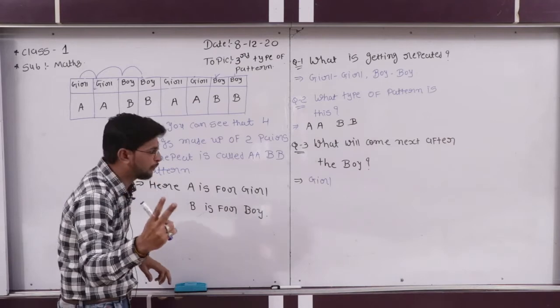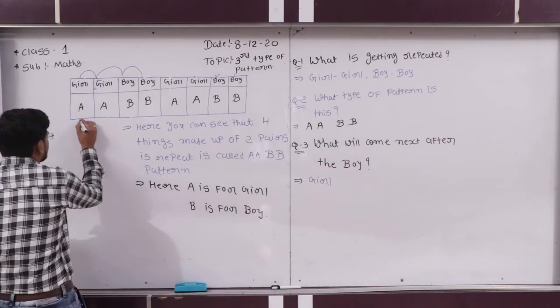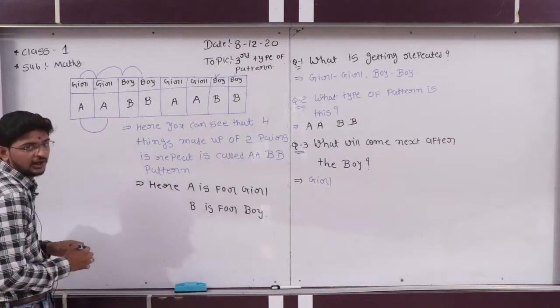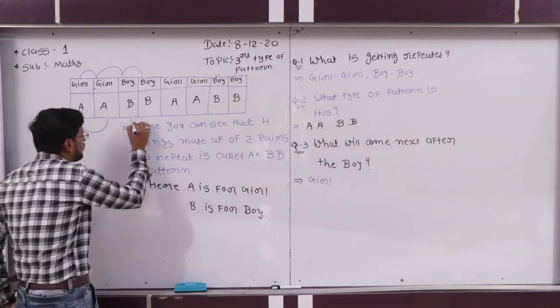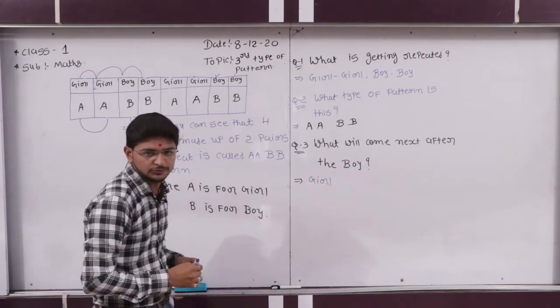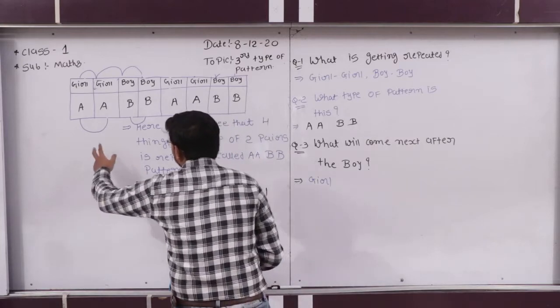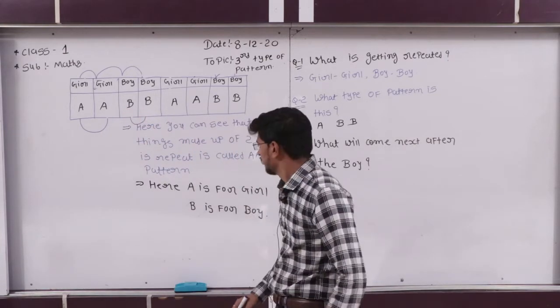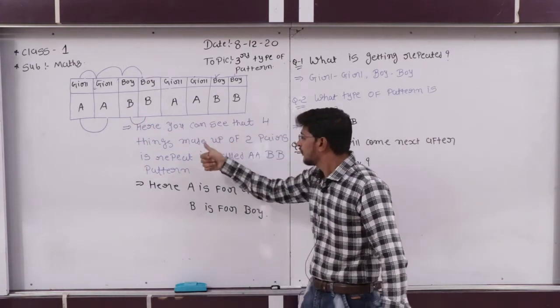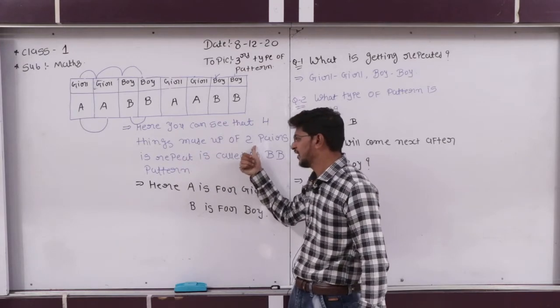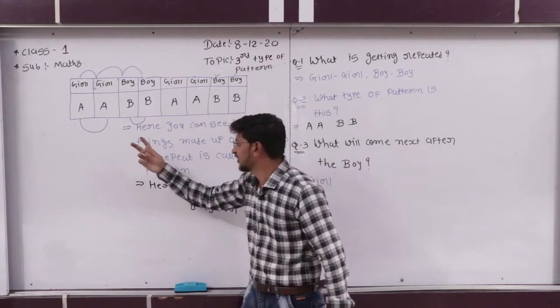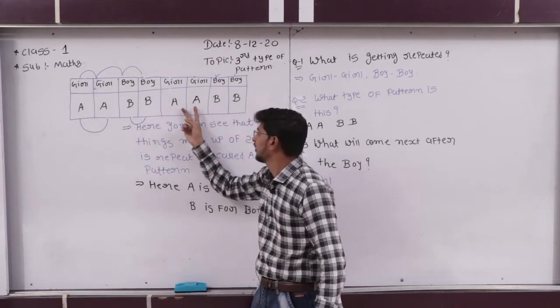Made up of 2 pairs. First pair is for girls, and the second pair is for boys. Our first pair is girl girl and the second pair is boy boy. So here you can see that 4 things made up of 2 pairs is repeated. You can see here it is a repeat, AABB, AABB.